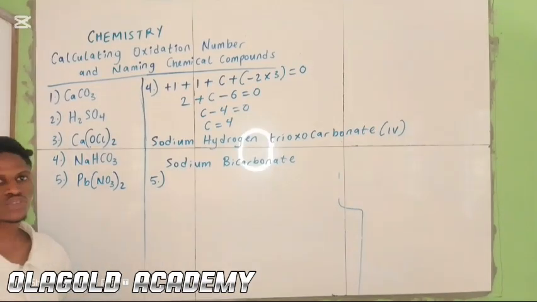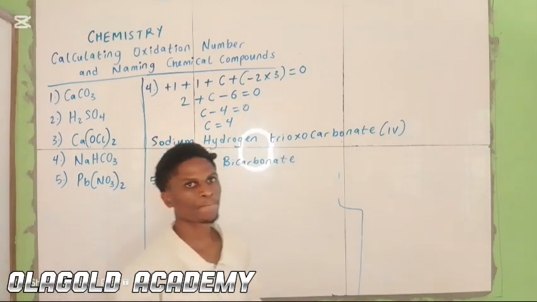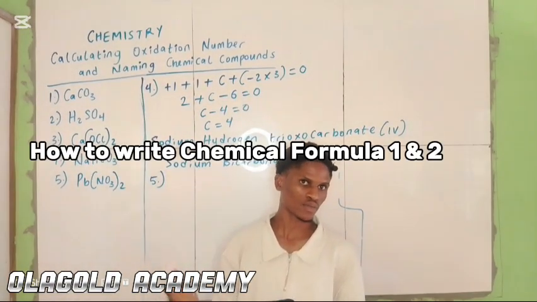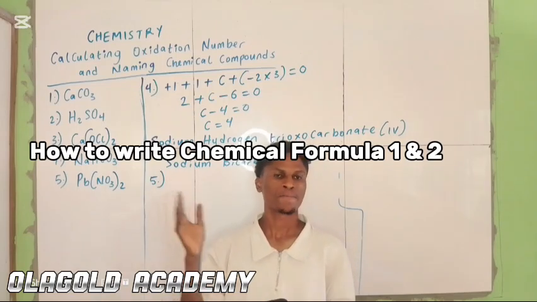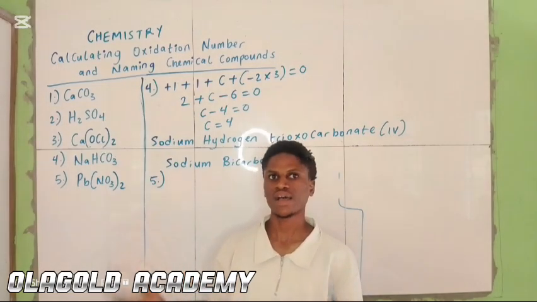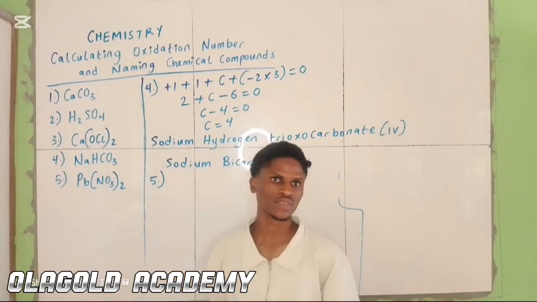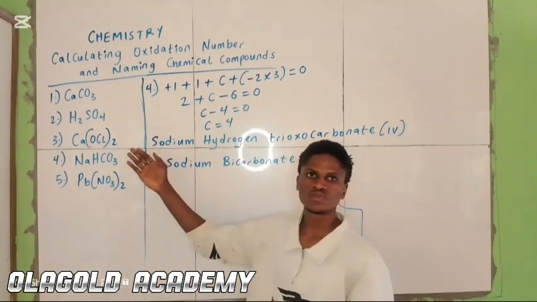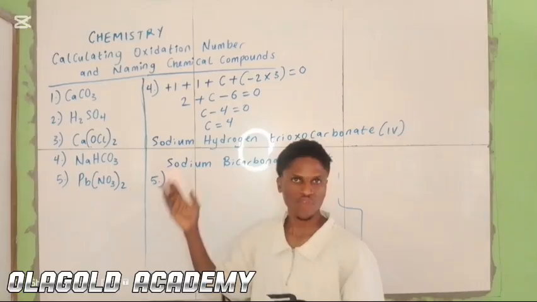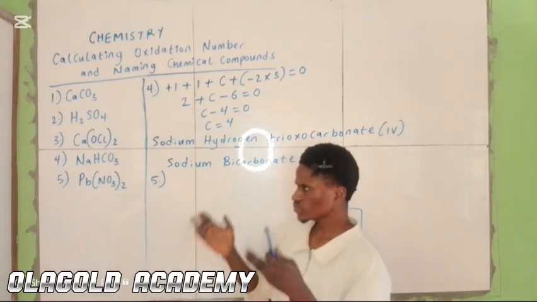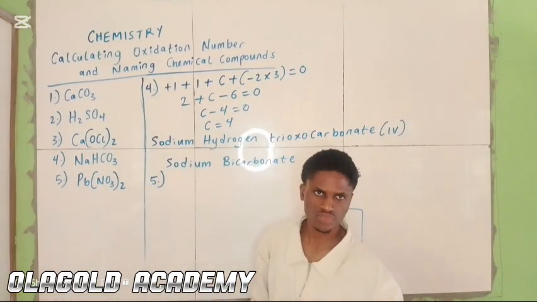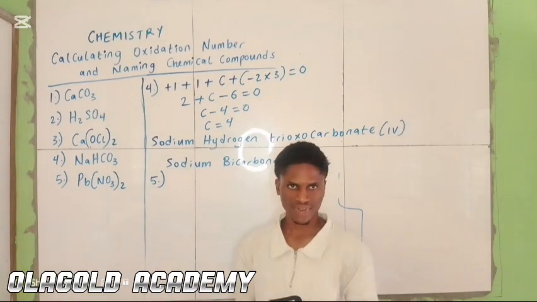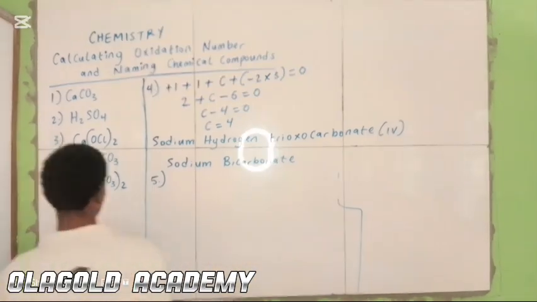You can check out how to name chemical formula in my playlist. You can search it out: Write the Chemical Formula part 1 and part 2 by Olagold Academy. It's going to bring how to write chemical formulas for you, the ones involving atoms and atoms, and the ones involving atoms and radicals. All right, let's proceed.